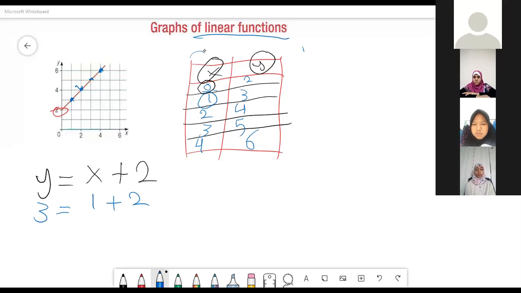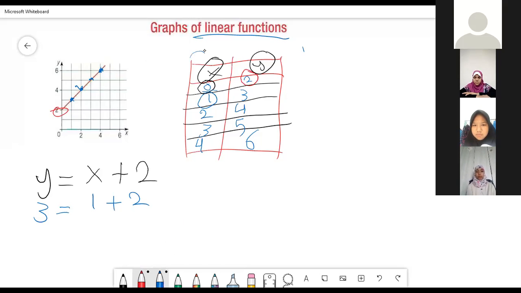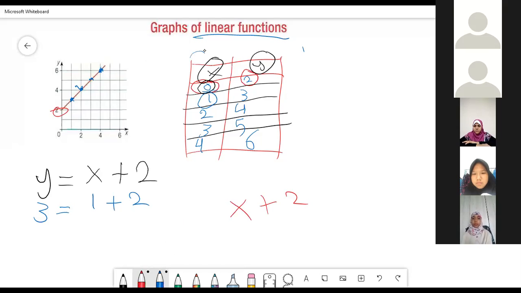Is that clear? So we have said that when x equals 0, y equals 2. So this means x plus 2, right? What is the rule that is going to give me 2 when x equals 0? This rule, right? So 0 plus 2 equals 2. So this rule is going to control this relationship between x and y.